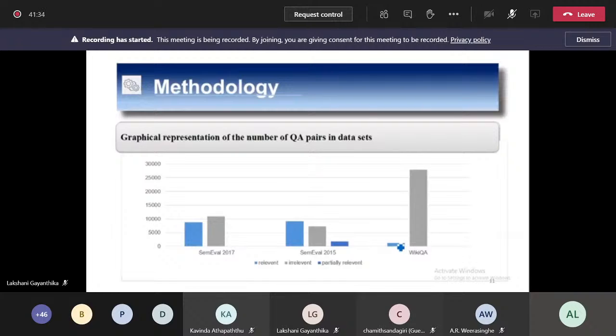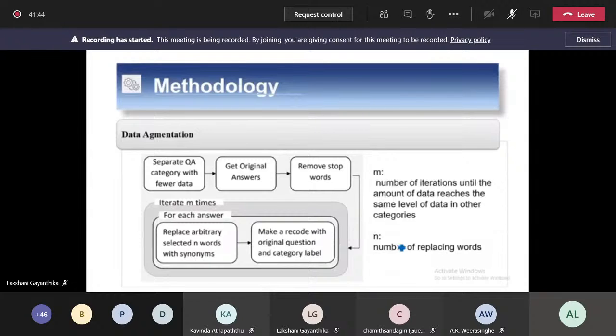Actually, text data augmentation is still at the research level, but we have used a simple synonym replacement method in our research. This is the process of data augmentation. First, we separate the training dataset and get the QA category with fewer data. Then we get the original answers from them. After removing the stop words, we replace an arbitrarily selected number of words with synonyms, and we add the original label to the created answer and add it into the training dataset, so the category with less data reaches the level of the other categories.